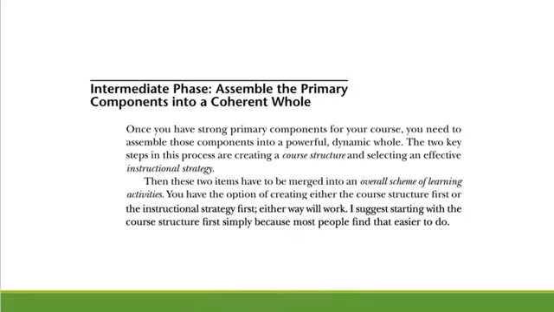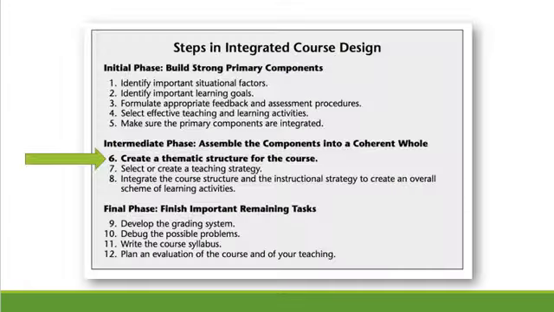Once you have strong primary components for your course, you need to assemble those components into a powerful dynamic whole. The 2 key steps in this process are creating a course structure and selecting effective instructional strategy. Then these 2 items have to be merged into an overall scheme of learning activities. You have the option of creating either the course structure first or the instructional strategy first. Fink suggests starting with the course structure first, simply because most people find that easier to do.